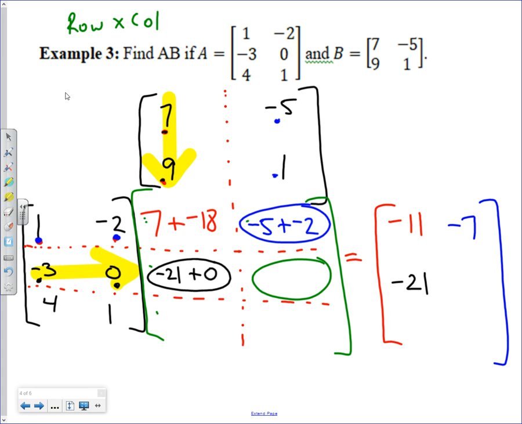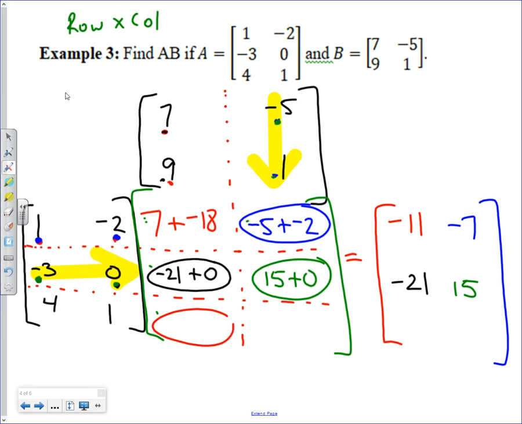Let's find this element. So to find that element, I'm going to use this row, and I need to use this column. So negative 3 times negative 5. Negative 3 times negative 5 is going to be positive 15. 0 times 1 is 0, so we get 15 here.